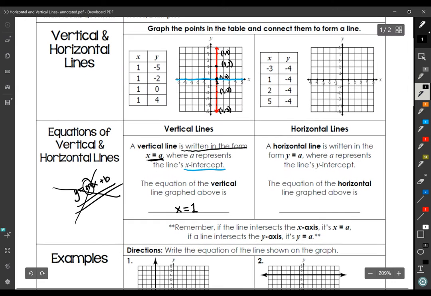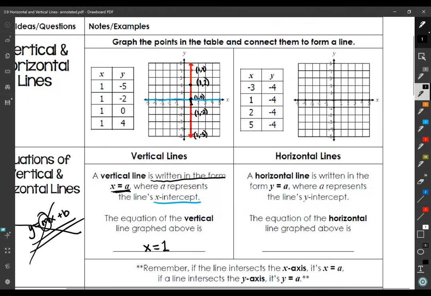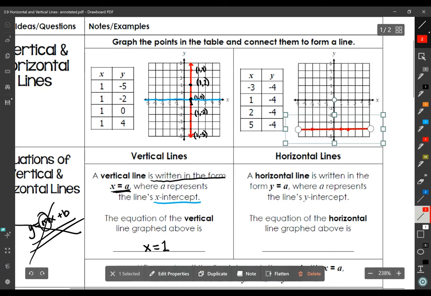So let's talk about horizontal lines now. Don't worry, we'll get more practice. Let's go to our second table here, and we're going to graph all the points. First point, -3, -4. So -3, -4 is right here. 1, -4 is right here. 2, -4. And then finally 5, -4. All right, so let's connect our points and create our horizontal line.